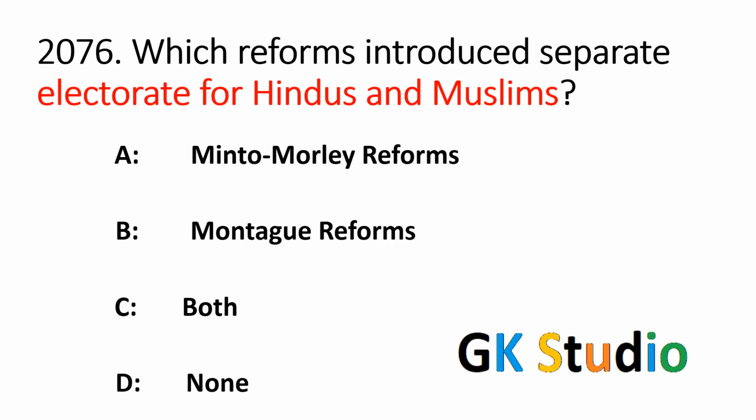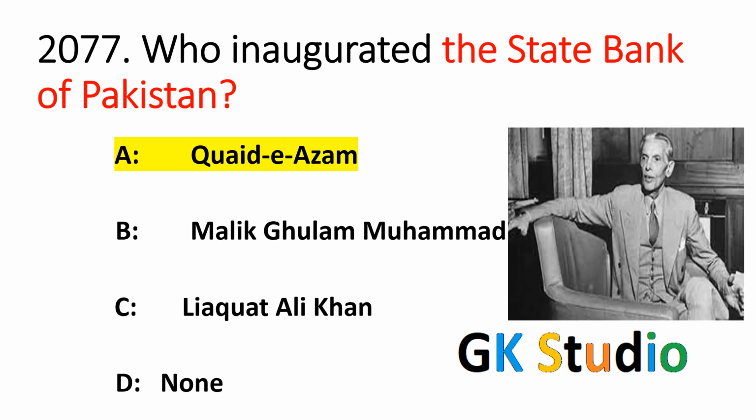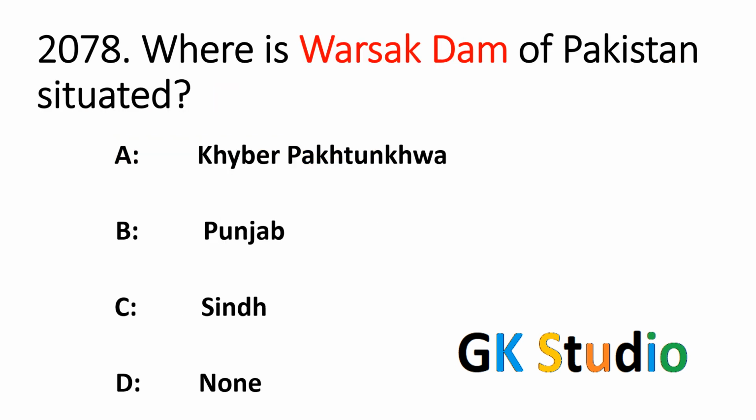Which reforms introduce separate electorate for Hindus and Muslims? Minto-Morley reforms, Montagu reforms, both. Correct answer: Minto-Morley reforms decided to separate electorate via elections between Hindus and Muslims in 1916. Who inaugurated the State Bank of Pakistan? Quaid-e-Azam Muhammad Ali Jinnah inaugurated the State Bank of Pakistan.